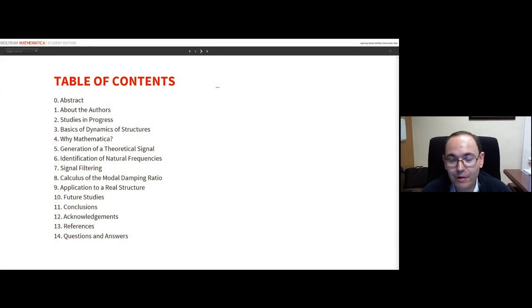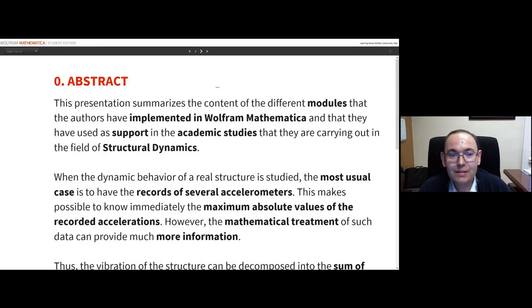Okay, the structure of our presentation will be this. After showing you a brief abstract and talking slightly about us, I will present which studies we have in progress, the basics of dynamics of structures, why we use Mathematica, and we will show you a short example of what we do: the generation of a theoretical signal, identification of natural frequencies, filtering, and how we calculate the modal damping ratio. After that, we will show how to apply this to a real structure and the future studies that we are doing.